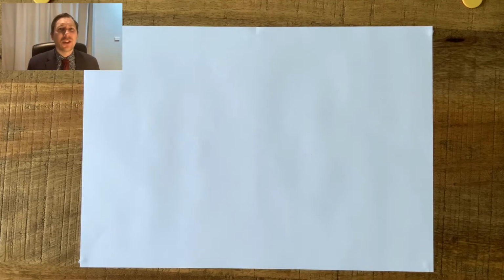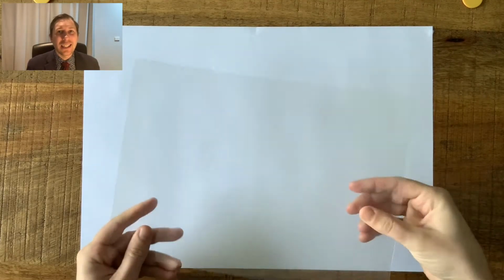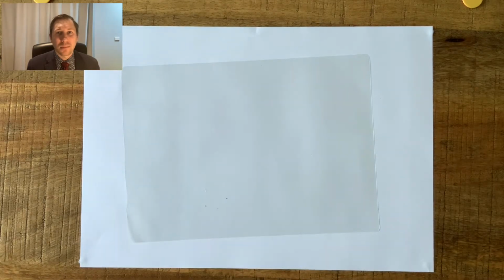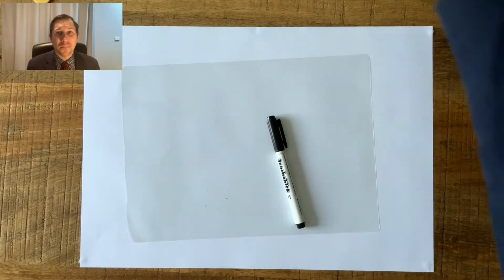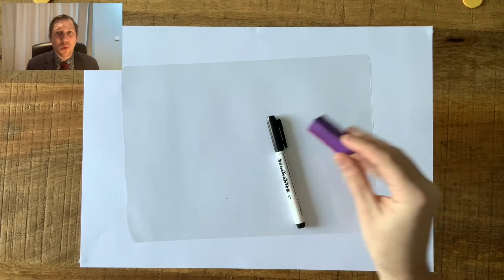Now, to do this activity, you're going to need a clear laminate sheet, a whiteboard marker, and also a whiteboard eraser.